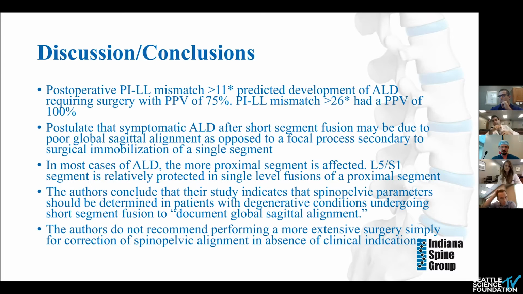They concluded that spinopelvic parameters should be determined in patients with degenerative conditions undergoing short segment fusion, simply to, quote, document global sagittal alignment, but they did not go as far as making a recommendation to perform any more surgery or a different surgery to correct these parameters in the absence of any other indication.